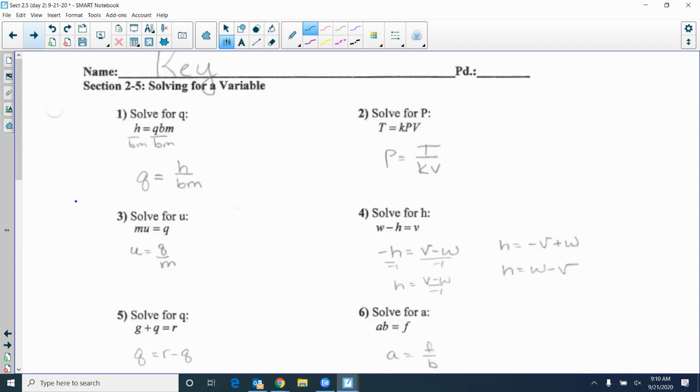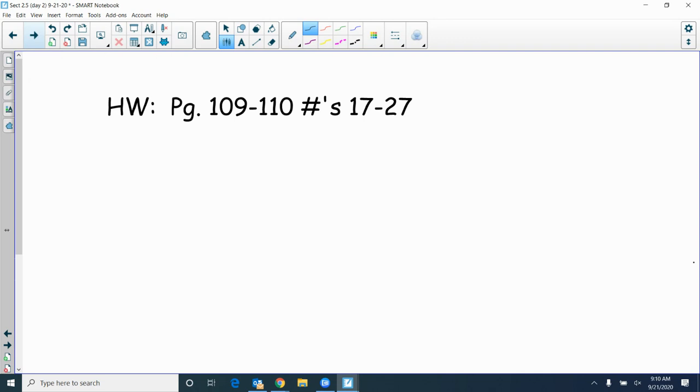Okay, I do have the other answers here, but here's what I want you to do: get started. I want to give you a little bit of time. I want to see how you do on your own. Page 109 and 110, 17 through 27. We've got to hand out a couple things that I want to go over, and a couple things with worksheet 4.